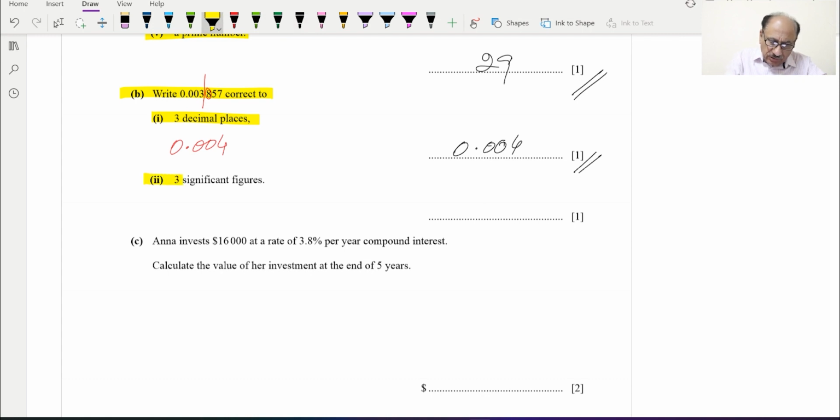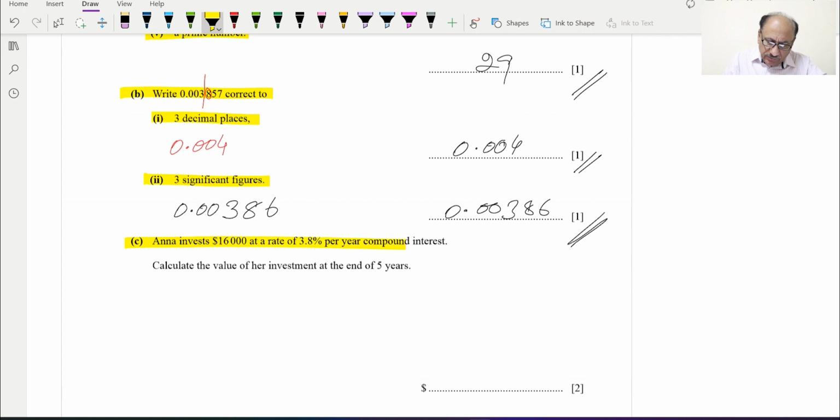Now the second part, 3 significant figures. So same number, leading zeros are non-significant, so these are non-significant. Now, 3 numbers, we will take 3, 8 and 5. So 7 is more than 5, so we will add to this, so it will be 0.00386, and this will be for 1 mark.